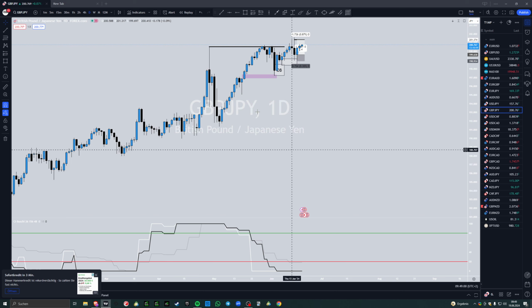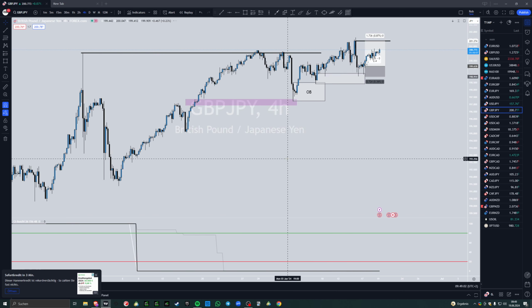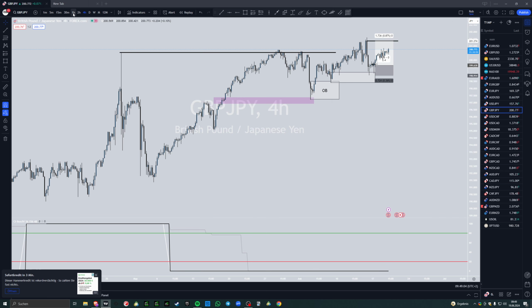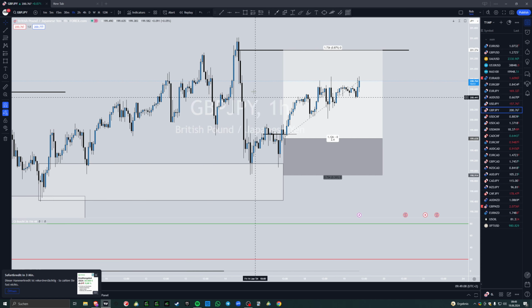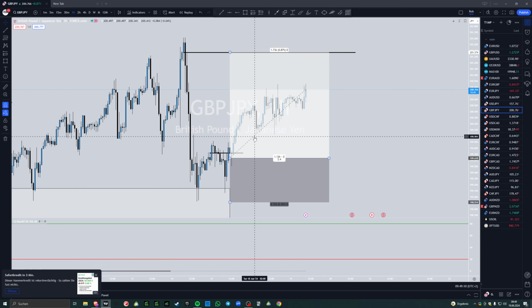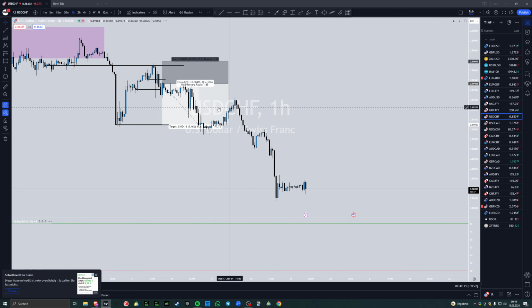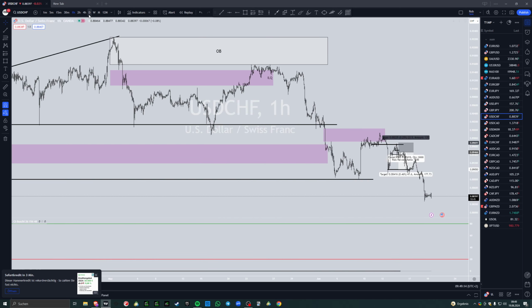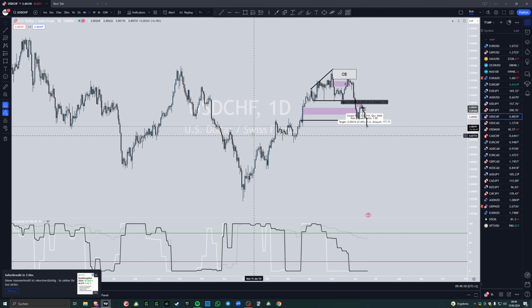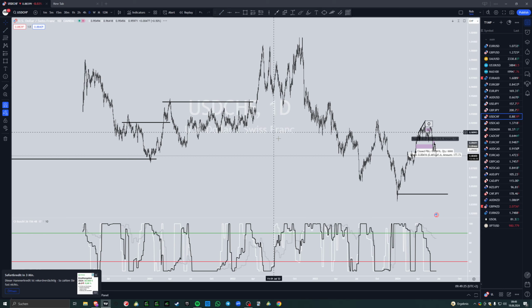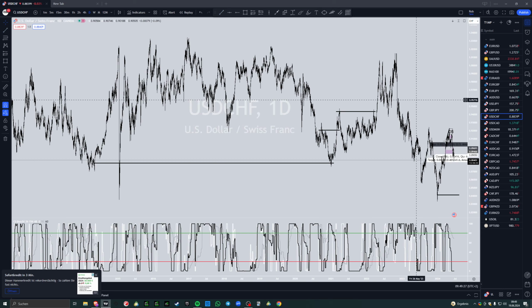Now fundamentals say short, obviously, so gotta be cautious with this one. But yeah, that's risk. Now this one, fulfilling its target, basically should go all the way down here because we're in a downtrend.